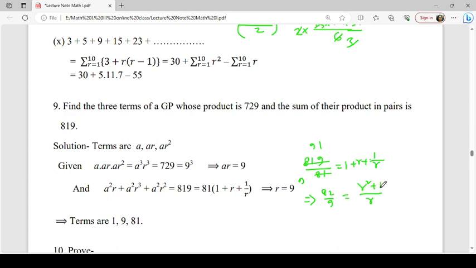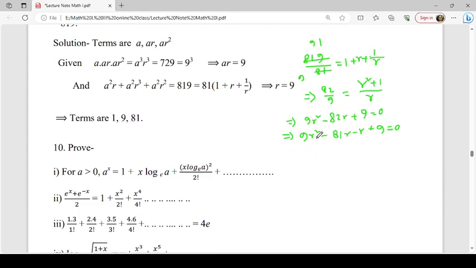Then we get a quadratic equation in R, so it is 9R square minus 82R plus 9 is equal to 0. This one, 9R square minus 82R, you write as 81R minus R, plus 9 is equal to 0. This gives us R is equal to 9 or 1 by 9. So R is equal to 9, so A is equal to 1. So the terms are 1, 9, 81.